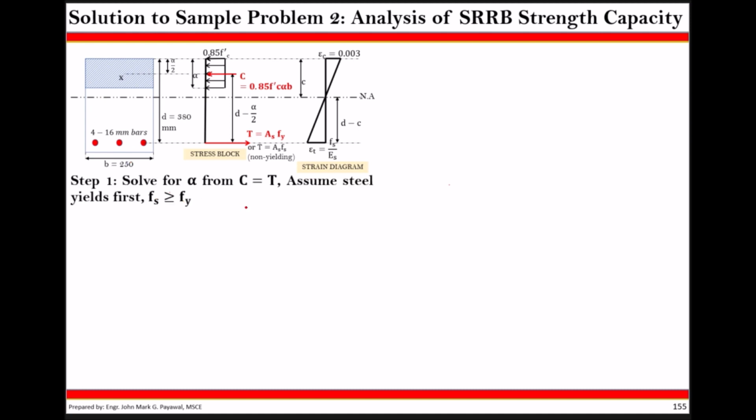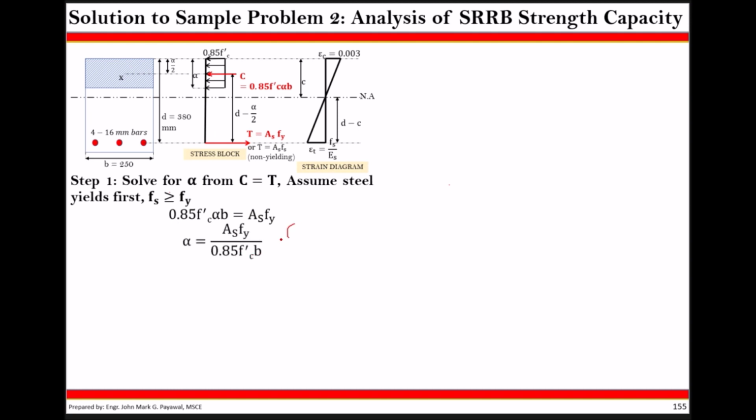Solving for alpha from C equal to T, assuming it's yielding, therefore we need to verify later if Fs is greater than Fy. This would be your working equation. It's just similar to what we did in sample problem number 1. Your alpha would be like this.